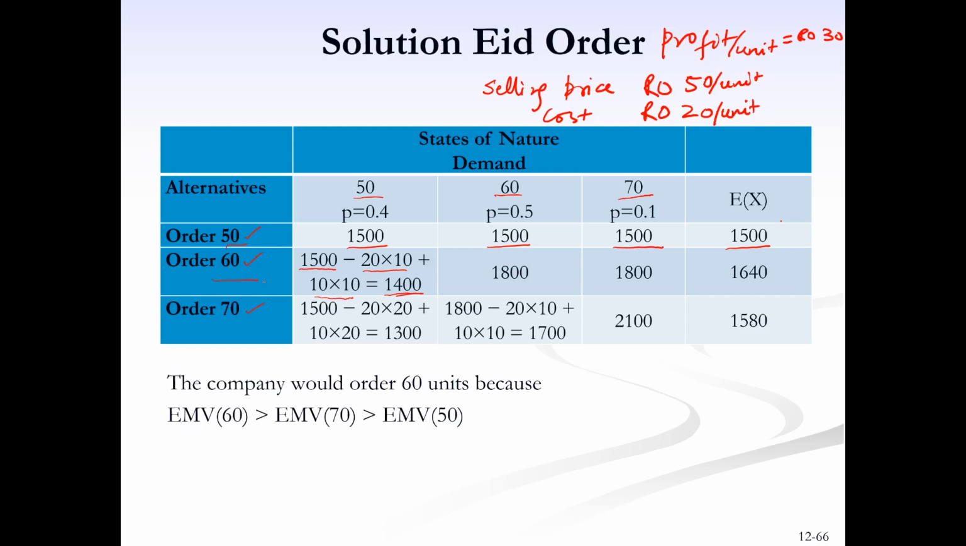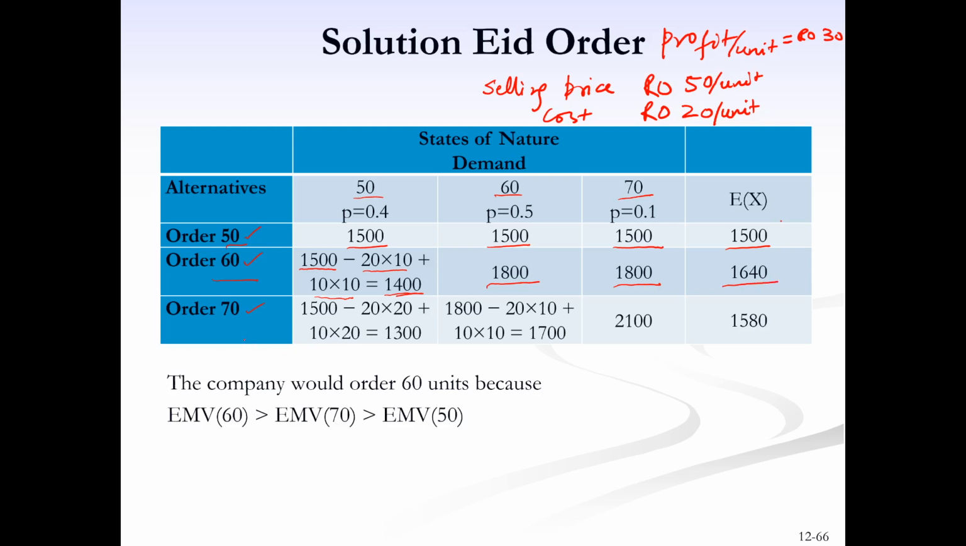And if we order 60 units and the demand is 60 units, then 60 multiplied by 30 is 1800, and again it is 1800. If the demand is 70, we will only be able to sell 60 units. And the expected value is just multiplying these payoffs with the probabilities. You get 1640, add them all.